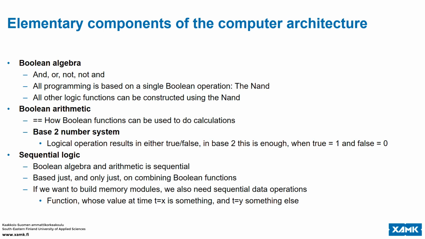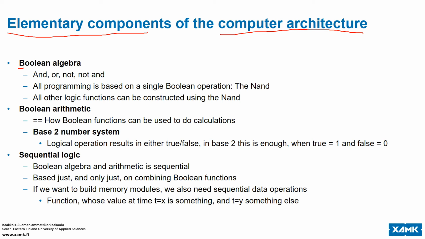The way to construct a computing device, a von Neumann machine or a very elementary computer, is to take a bottom-up approach and look at all of the elementary components that make up the computer architecture. From the most bottom level, we start with Boolean algebra, basically all of the AND, OR, NOT operations that we can build with basic logic chips.